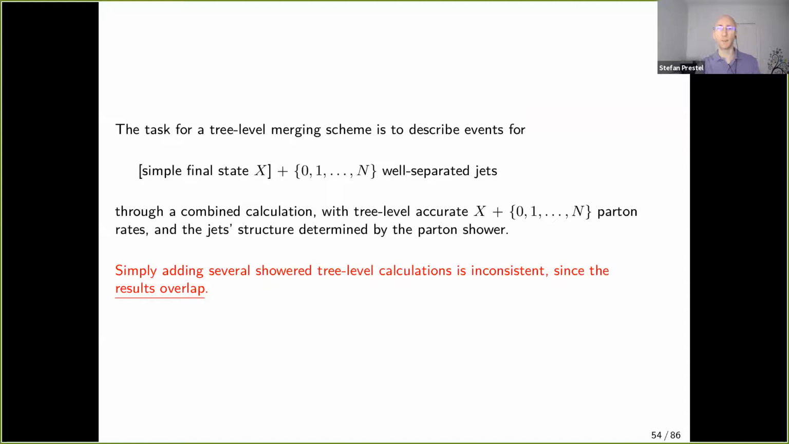So the task of a multi-jet merging scheme is to describe events for simple final states with 0, 1, up to n well-separated jets in a combined calculation, where the rate of having n jets is determined by a fixed order calculation, and the jet structure is determined by the parton shower. However, if you have a calculation, say with 1 additional jet, and you shower that, the shower will introduce a 2nd jet, a 3rd jet, and a 4th jet, and so on. So these calculations, if you shower them, will start overlapping again. So you need to do something about this overlap.